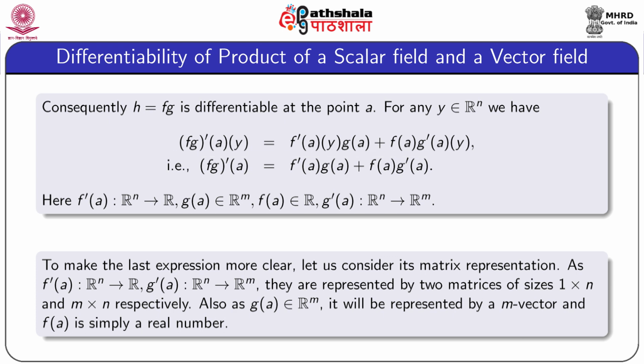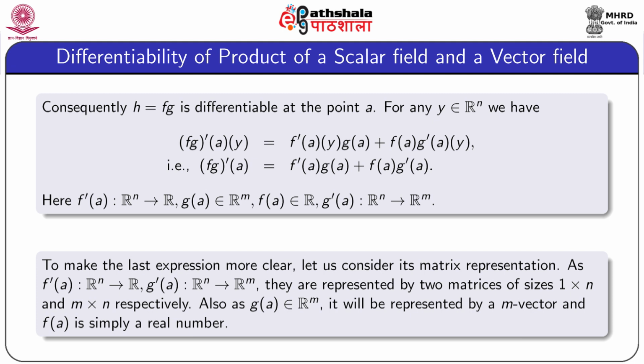If we want to write this in short, we have to write Fg dash A equal to f dash A Ga plus Fa G dash A, but we have to be careful. Here, f dash A is a linear transformation from Rn to R, Ga is a member of Rm, Fa is a real number, and G dash A is a linear transformation from Rn to Rm.